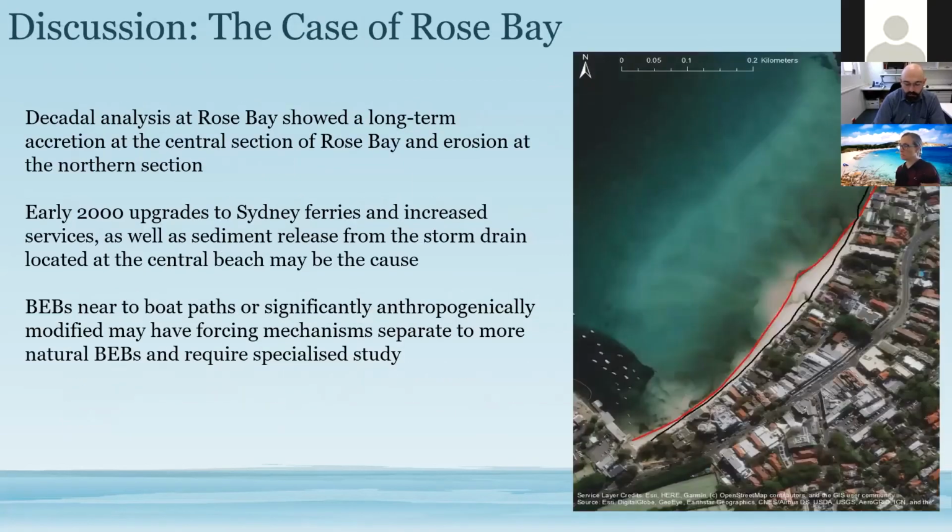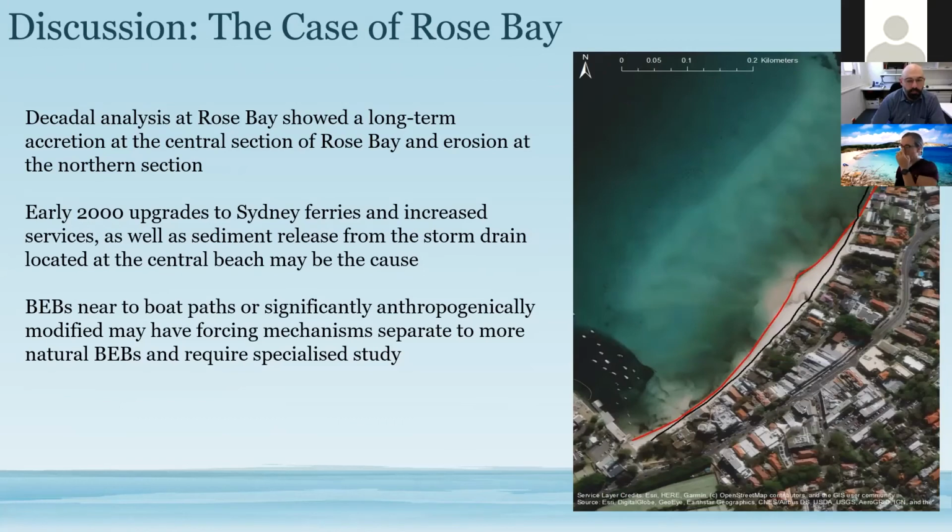Looking at the case of Rose Bay, Rose Bay's decadal analysis showed long-term erosion at the northern section, matched with long-term accretion at the central to southern section. This destabilization is not seen at any other site, which indicates that the cause is not related to storm swells. And short-term analysis showed minimal impact from swell waves, suggesting there's an alternative force driving long-term change.